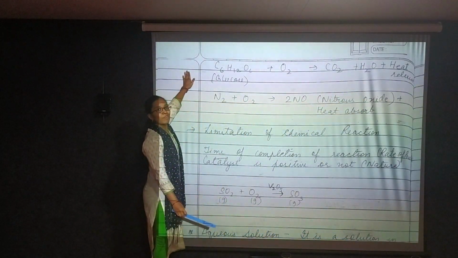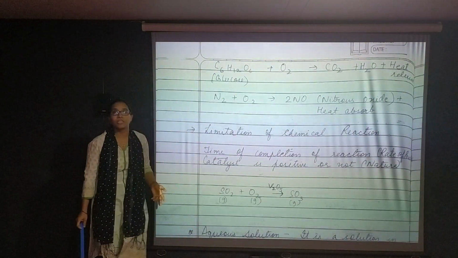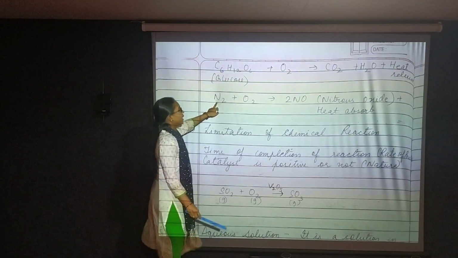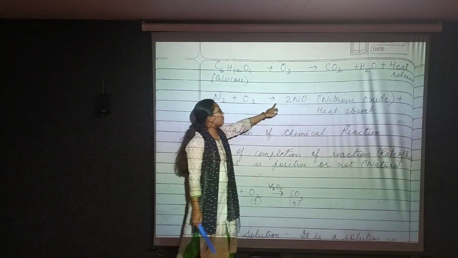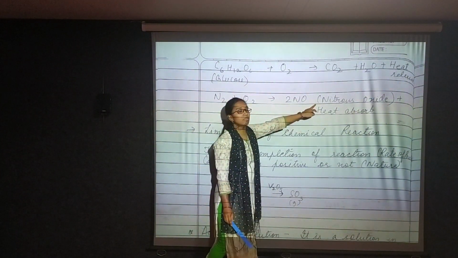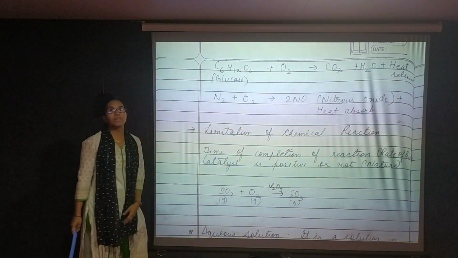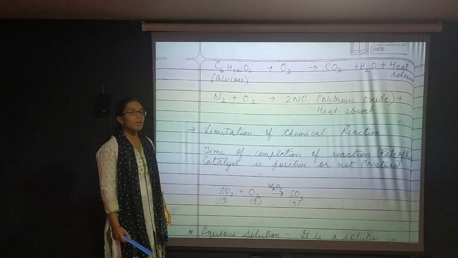This is a process of respiration. So you can even say that respiration is also an exothermic reaction. Nitrogen plus oxygen combines and forms 2NO, that is nitrous oxide, and heat is absorbed. So now next is limitations of chemical reaction.